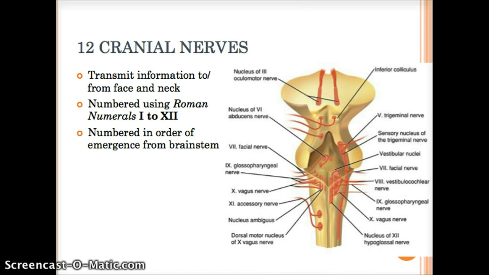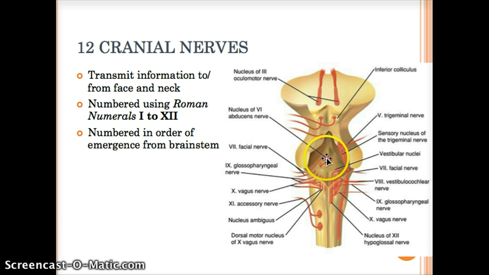Okay, so now we also have cranial nerves, which are more specialized than the spinal nerves. And we have 12 cranial nerves, and they transmit information to and from the face and neck, and we number them with Roman numerals from 1 to 12, and it's numbered in the order of emergence from the brainstem.